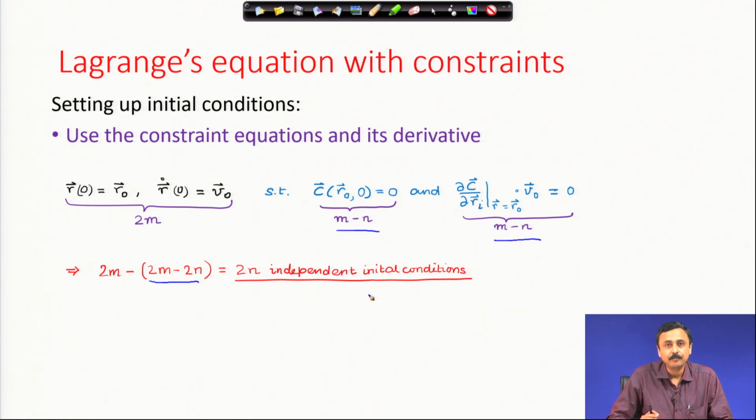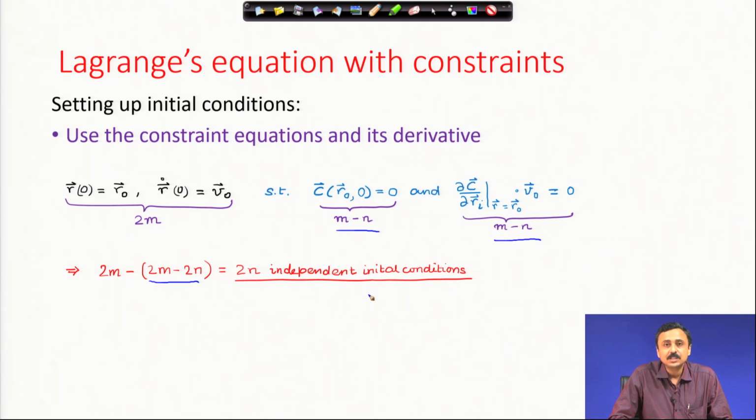We had n generalized coordinates. Of course, we did not work with generalized coordinates, but we had n generalized coordinates. We get second order differential equations in the generalized coordinates. Therefore, we will require 2n initial conditions, and that is precisely what we are getting. But we have worked with the physical coordinates and obtained m ordinary second order differential equations, and the initial conditions we have are 2n independent initial conditions.